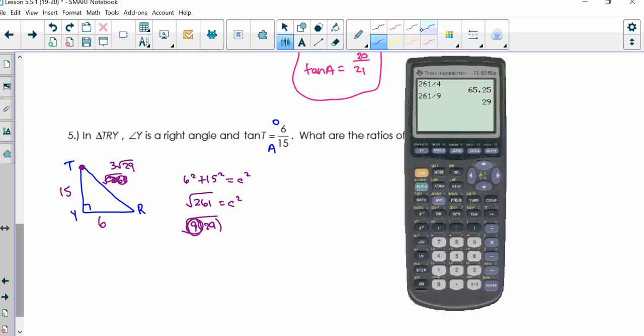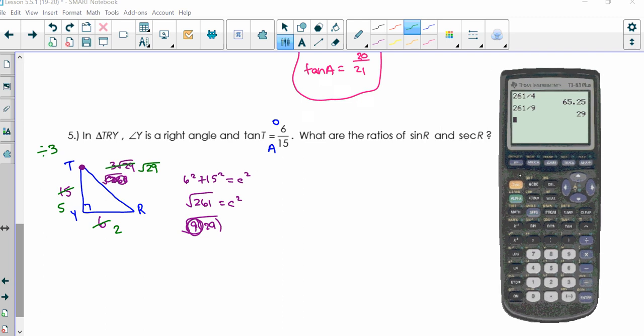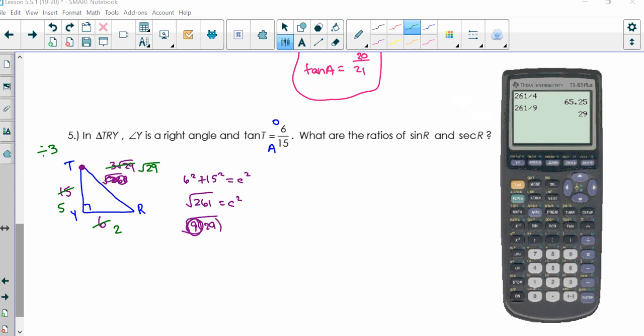Okay, notice that all 3 of these can be divided by 3. So I'm actually going to do that on my diagram. If I divide this by 3, it becomes 2. If I divide this by 3, it becomes 5. And if I divide this by 3, notice 3 divided by 3 just becomes the square root of 29, because 3 divided by 3 would be 1. Okay, by doing that, now when I go to set up my ratios, I won't have to simplify my ratios.